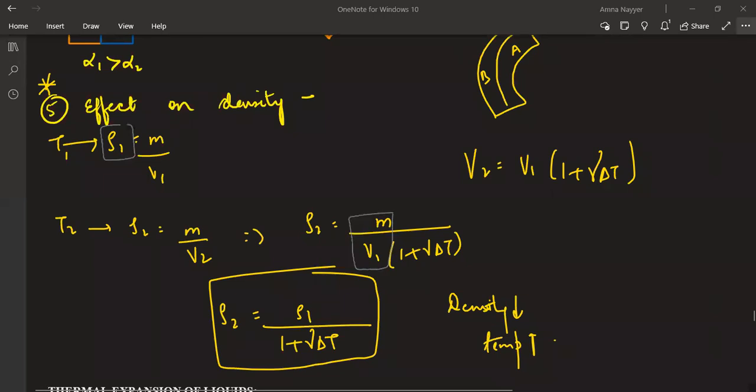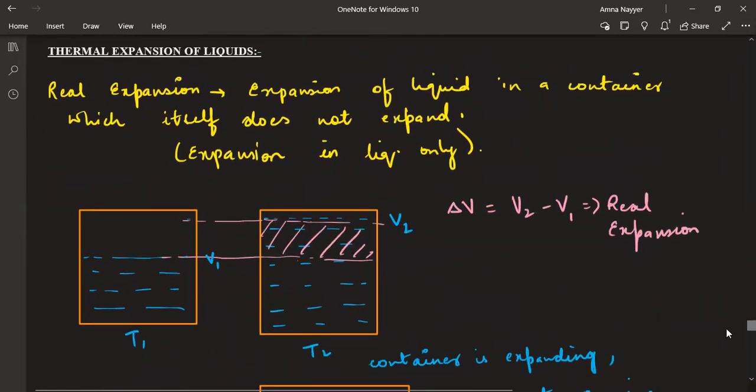All right, class. Now see, for the expansions that we have, thermal expansion of liquids, this also you have to do in brief only. There is real expansion and apparent expansion. Now, what is meant by this? Real expansion and apparent expansion.